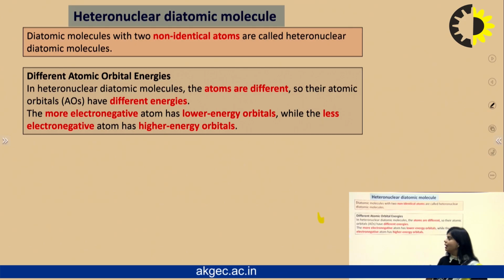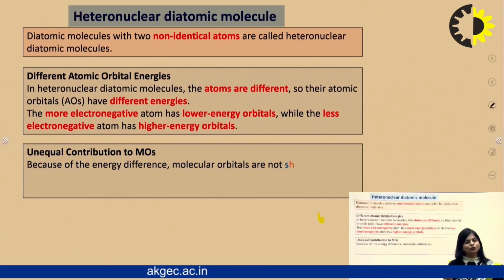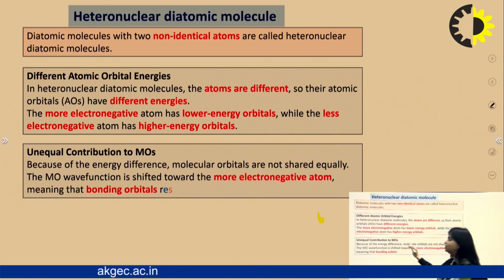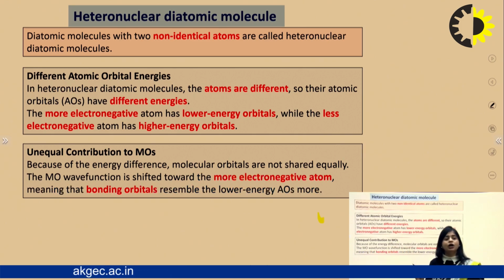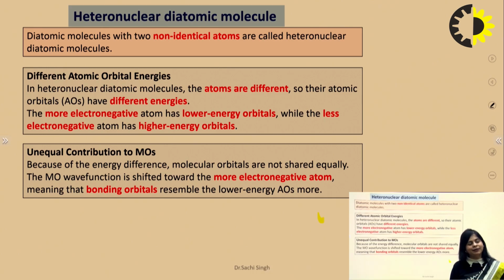electronegativity. Now the next point: unequal contribution to the molecular orbitals. Because of the energy differences, the molecular orbitals are not shared equally. The molecular orbital wave function is shifted towards the more electronegative atom, that is, towards the bonding orbital, as I have just discussed.